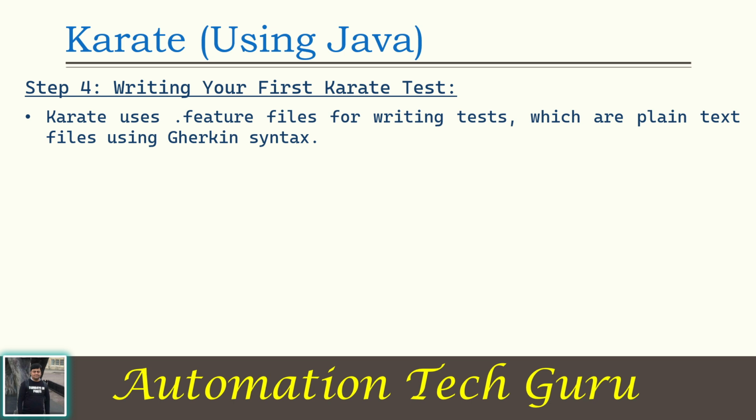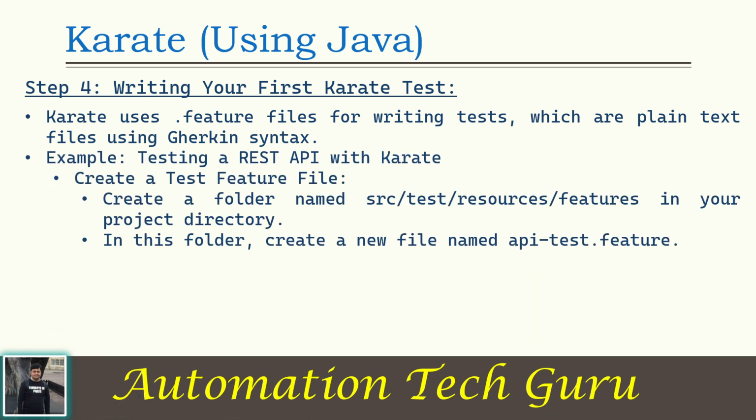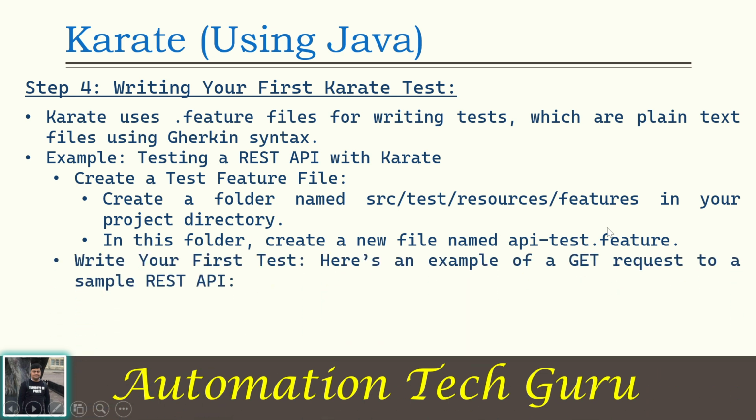Next is writing your test case. Karate uses feature files for writing tests, which are plain text using a Gherkin-like language. So you can see testing a REST API with Karate. Create a test feature file: create a folder named src/test/features in the project directory, and in this folder you can create a new file, API test feature.